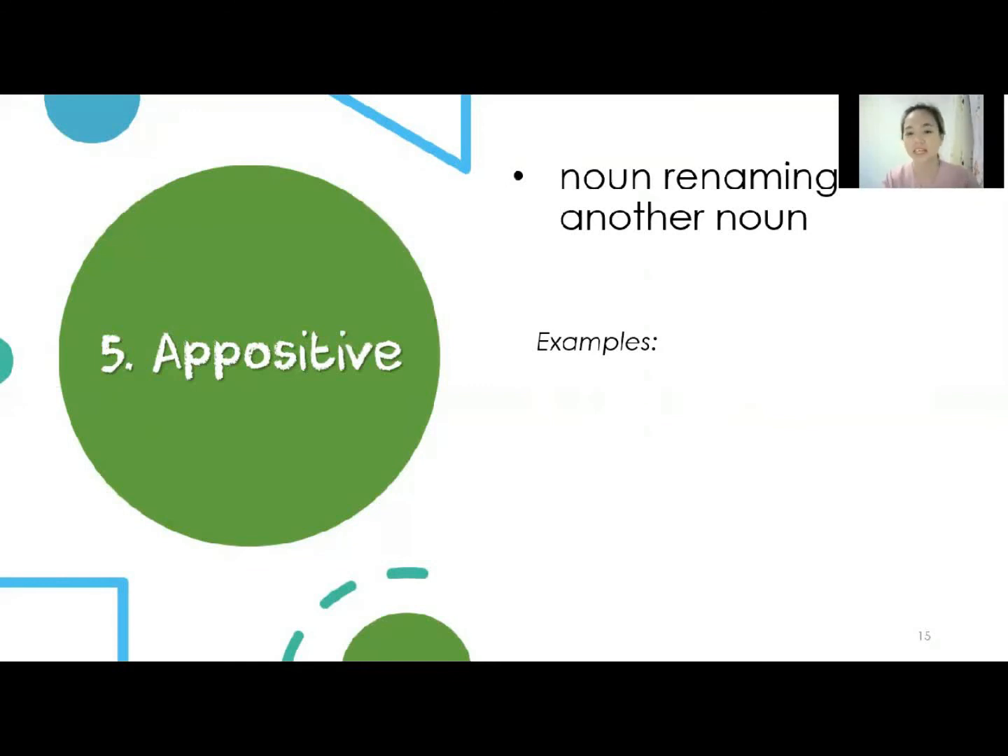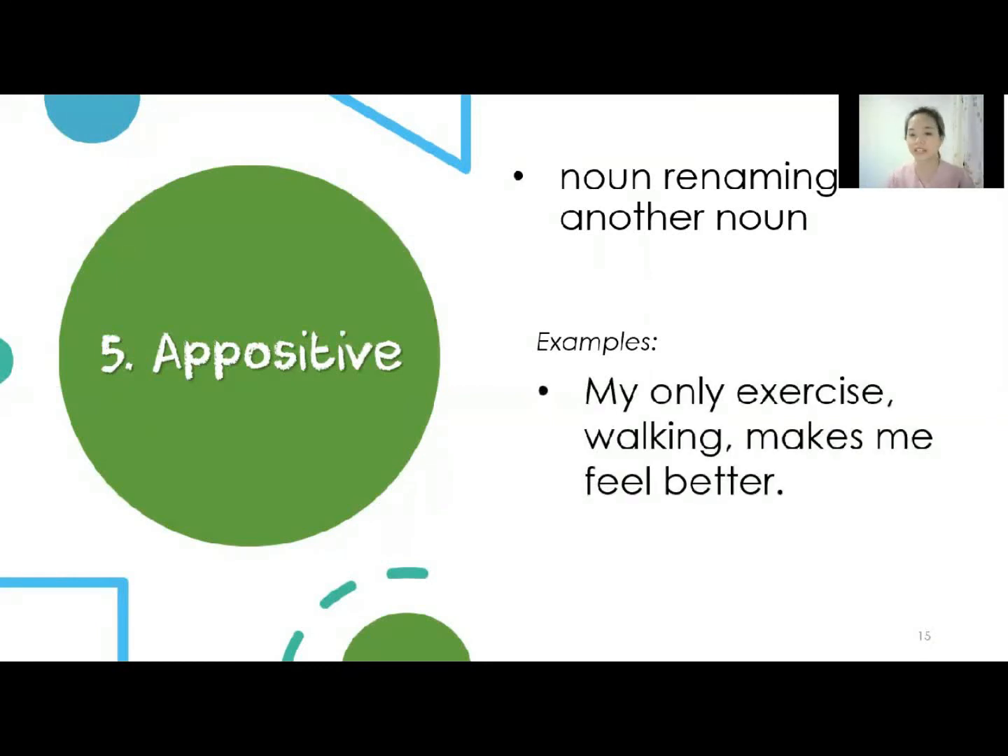So let's have the first example. My only exercise, walking, makes me feel better. So what is our gerund here? Yes, it is the word walking. The word walking is a gerund because it renames the subject, my only exercise. It gave emphasis to my only exercise, like giving a specific example. Also, it is in between two commas: a comma after the word exercise and a comma after the word walking.